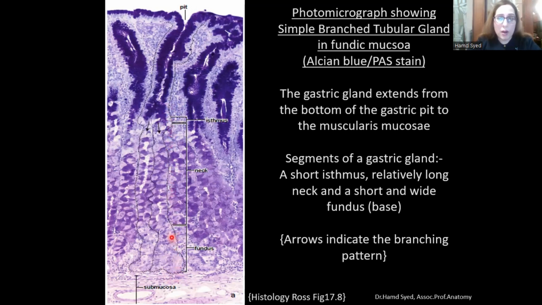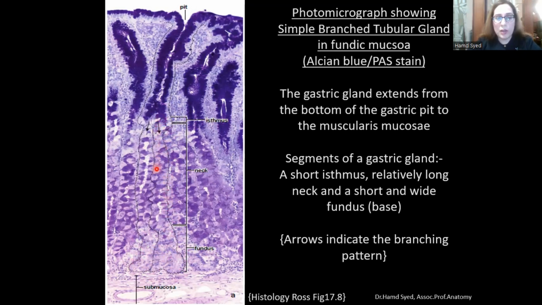And what are the parts or subdivisions of the gastric gland further? Well, this opening here is known as the isthmus, which literally means mouth. And below that isthmus is the region known as the neck of the gastric gland. And the lowermost basal part is also known as the fundus of the gastric gland. The fundus, you can see, is wider in comparison to the neck, which is narrow.